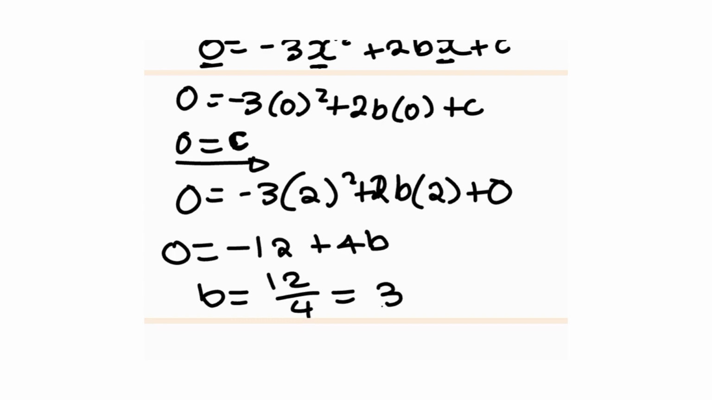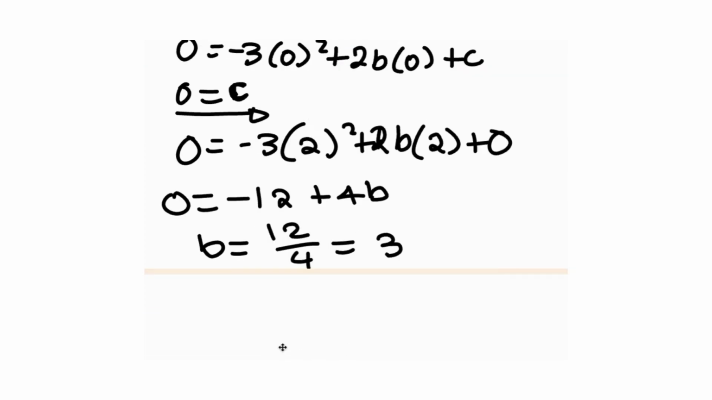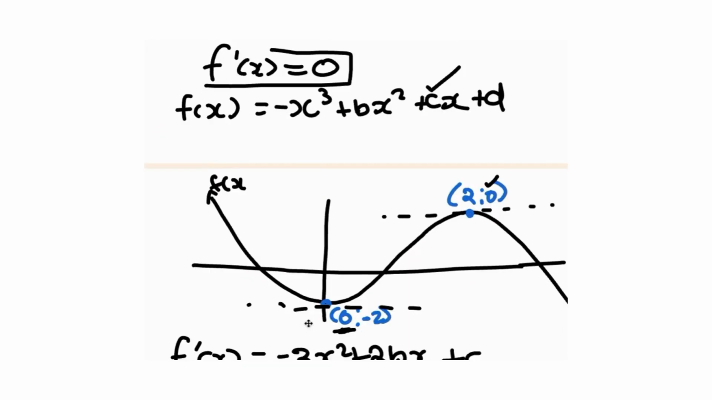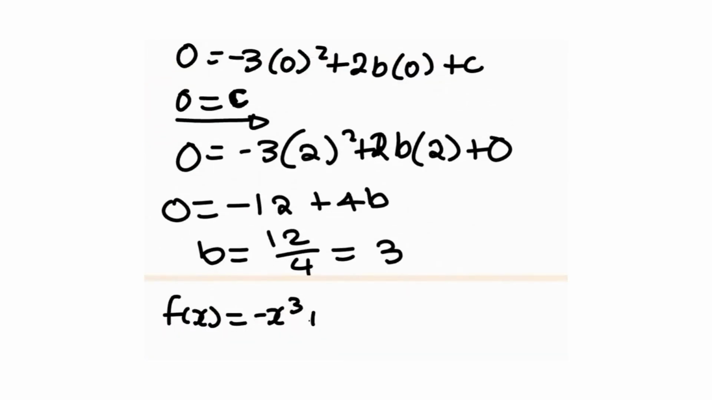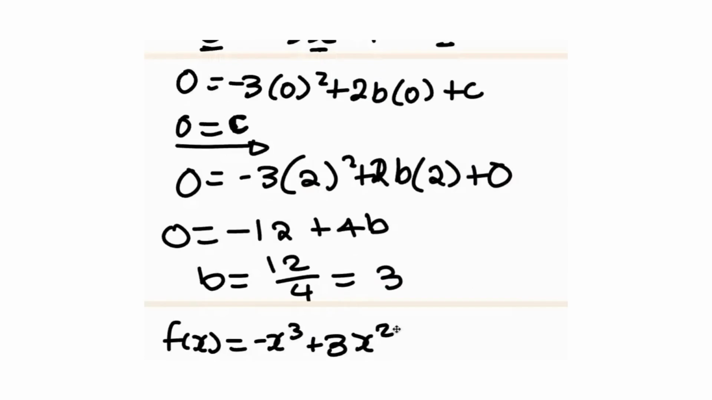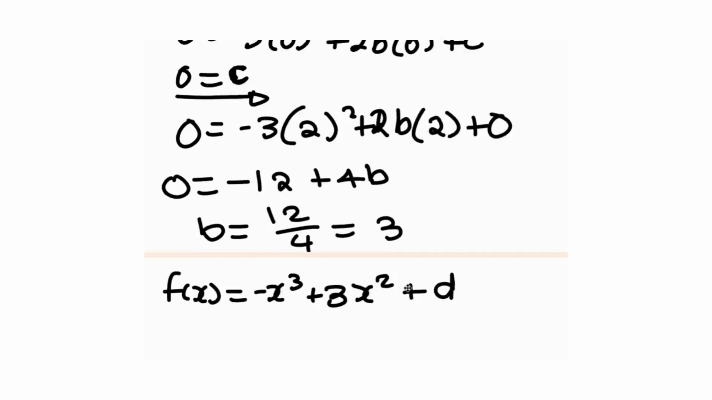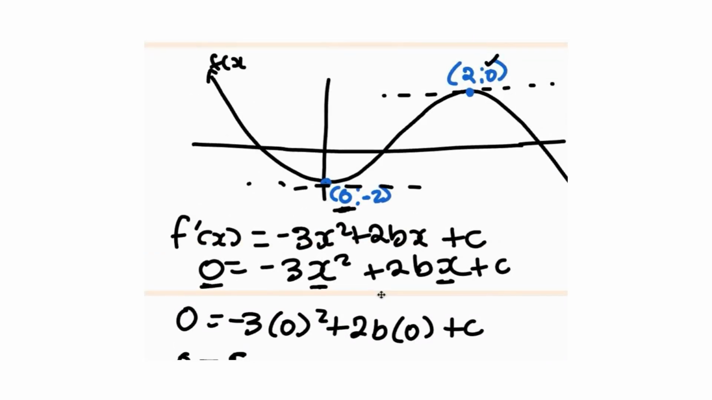So now we have b, we have c. We can put them in the original f of x equation, negative x cubed plus bx squared, but our b is 3, so it's going to be plus 3x squared plus cx. Our c is 0, so we don't have that term, plus d. So now we need to find d. How do we now find d? Can we get d directly on the graph?